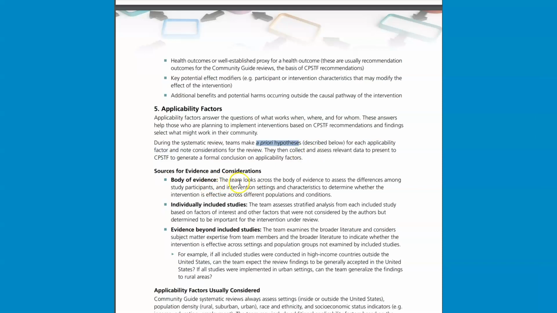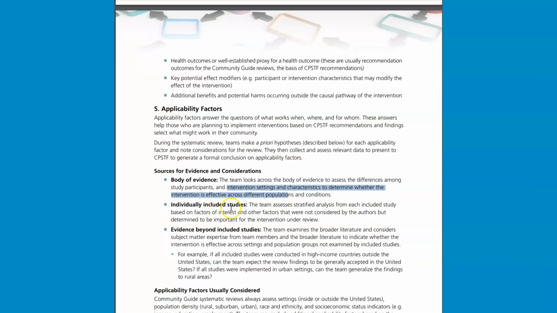So the body of evidence: looking across the body of evidence to assess the differences among study participants and intervention settings and characteristics, to determine whether the intervention is effective across different populations and conditions. Like I said earlier, it may work in one setting, but in a different setting all of the parameters and factors change, so then things are different.